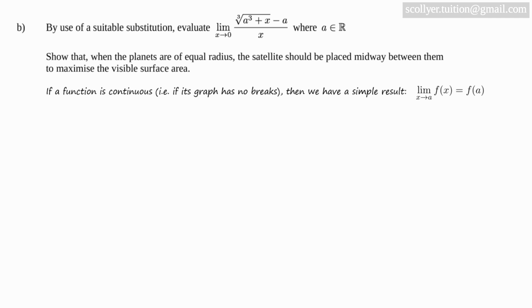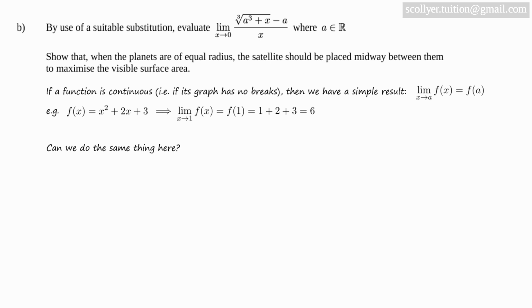simple result, and that is that the limit as x tends to a of f of x equals f of a. So for example, given f of x equals x squared plus 2x plus 3, which is continuous, then the limit as x goes to 1 of f of x equals f of 1, which equals 6.